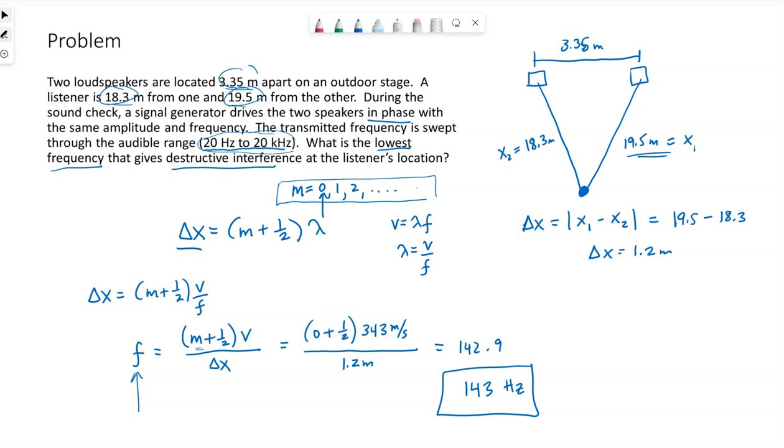As the generator keeps sweeping through, we could put an M value of 1, and we would find that if M is 1, we get 429 hertz. That would be the next time there's destructive interference. We could keep going with M values, but of course we don't need to. It asks for just the lowest frequency that would give us destructive interference.